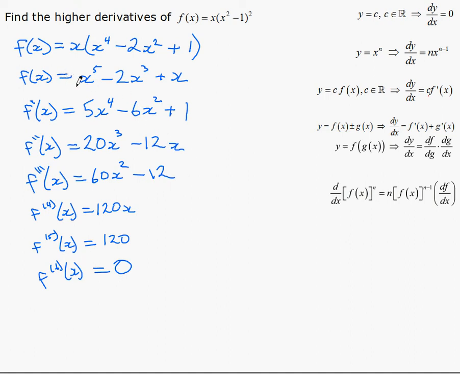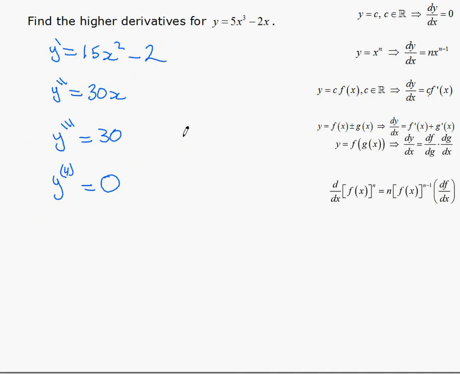Interesting note, we started taking the derivative, our polynomial had degree 5, or the highest power was 5. Took 6 derivatives to get to 0. If you look back at our previous example, we started with degree 3, took 4 derivatives to get to 0. So that's something that you can use to kind of make sure you're on the right track when you're doing these.